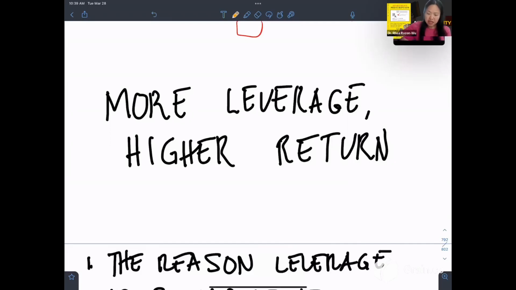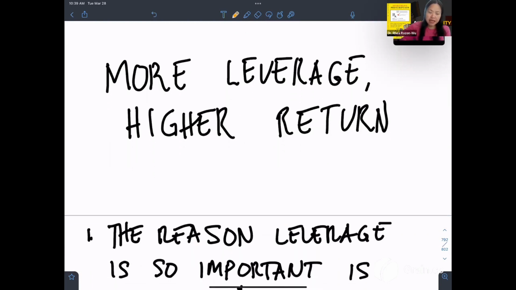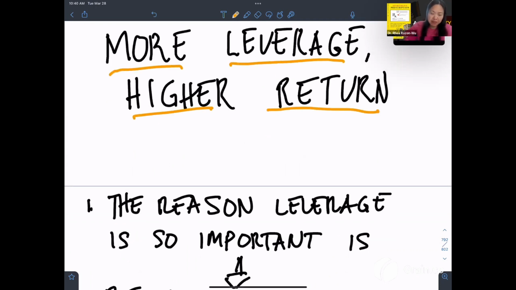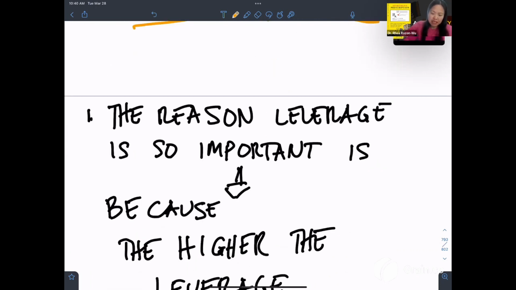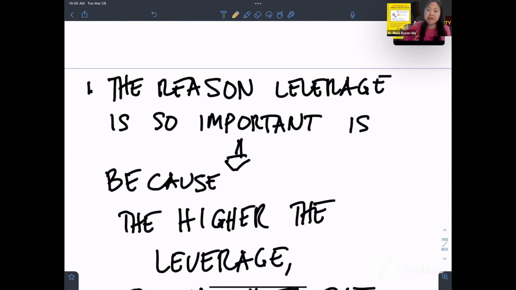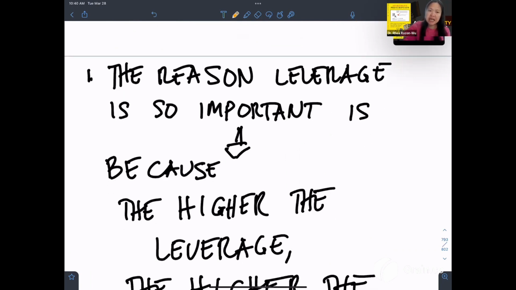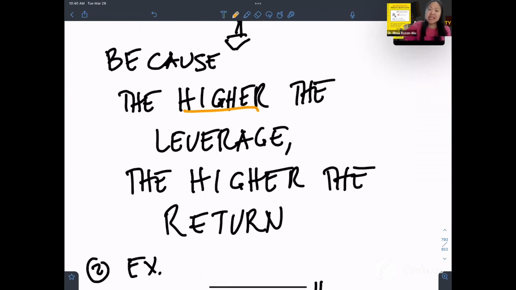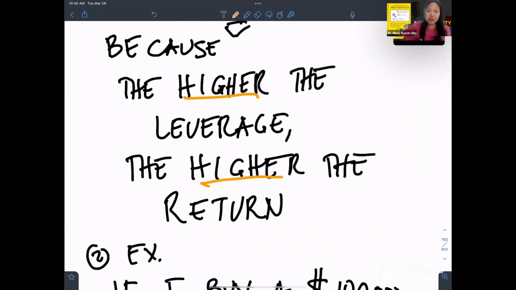Now, this topic from Robert Kiyosaki, Increase Your Financial IQ. The topic is more leverage and higher return. So I'll be sharing with you the lessons I learned from this topic. First lesson is that the reason leverage is so important is because the higher the leverage, the higher the return.